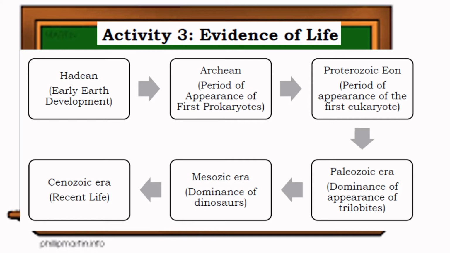We have the Hadean, the early Earth development. The next one is Archean, period of appearance of the first prokaryotes. The next one is Proterozoic Eon, the period of appearance of the first eukaryote. The next one is Paleozoic era, dominance of trilobites. Then the Mesozoic era, dominance of dinosaurs. The last one is the Cenozoic era, recent life. What are the evidences?